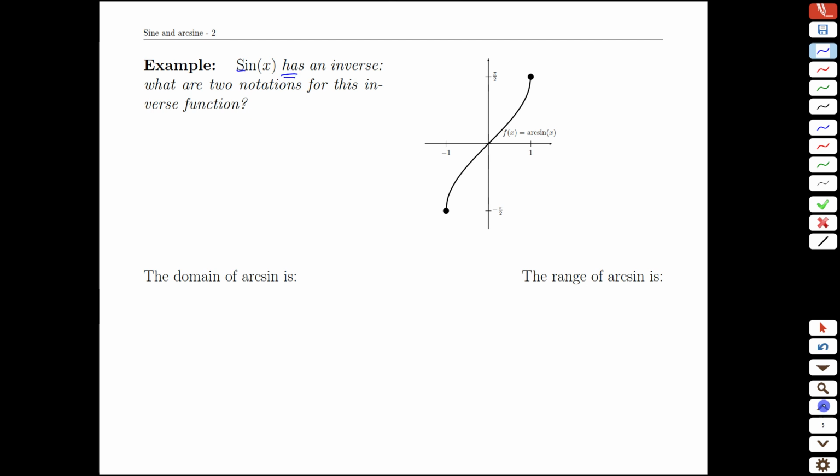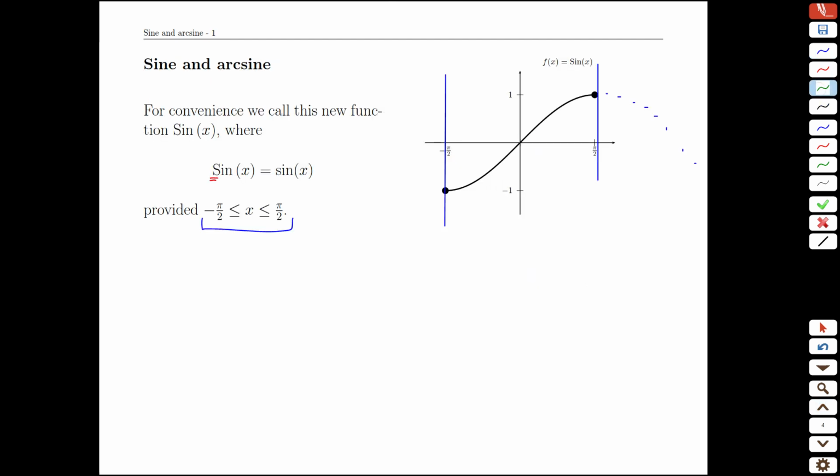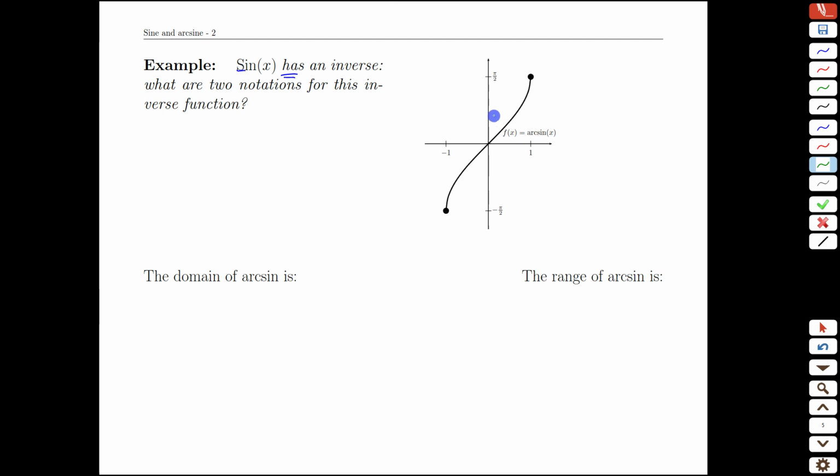If we go back for a moment, this function here certainly does pass the horizontal line test. No matter where we draw a horizontal line, we only get one value back. And that's our recipe, or our hack, to allow us to create an inverse. Because we have passed the horizontal line test by truncating our function, we can now draw an inverse function.